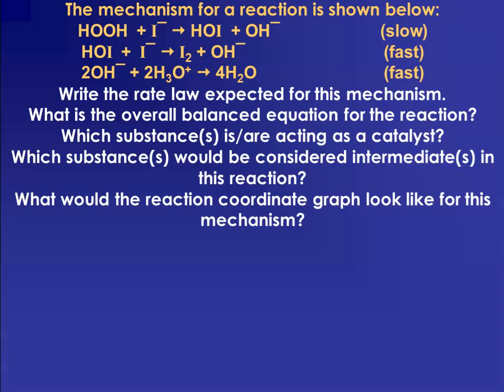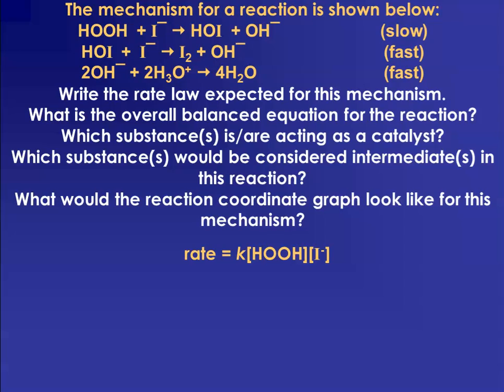So to write the rate law expected for this mechanism, we take a look to see if the reactants that are present in the slow step, are they consumed in subsequent steps? Are they made again, or sorry, the reactants that are consumed in the first step, are they made in subsequent steps? If that is the case, then they would not be included in your mechanism. But these two reactants are not found on the product side of our reaction. So our rate law would just be based on the concentration of the slow step, HOOH, and I minus.